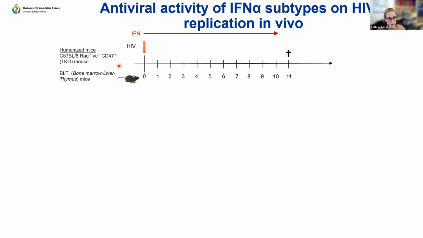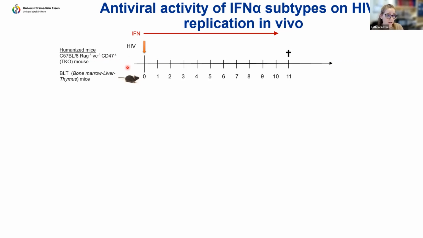So they used mice which have knockouts in very important genes. RAG is important for T and B cells, for the T cell and B cell receptor expression. Gamma C is important for cytokines like IL-2, IL-12, IL-6 for their production, and CD47 is a very famous macrophage marker. So they use these mice where all these markers are missing. So these mice do not really have a good adaptive and innate immune system.